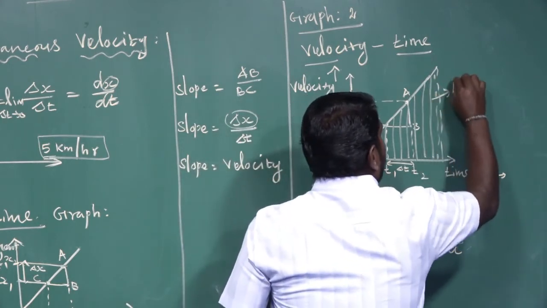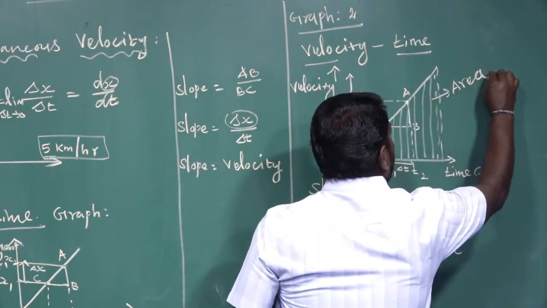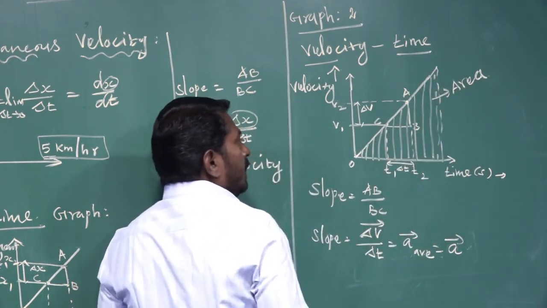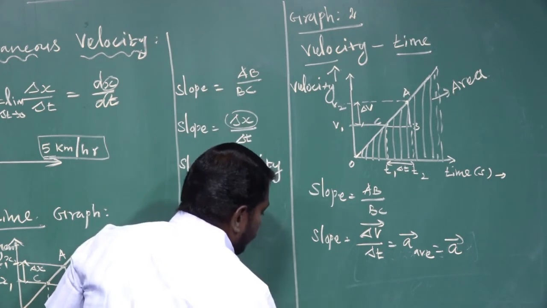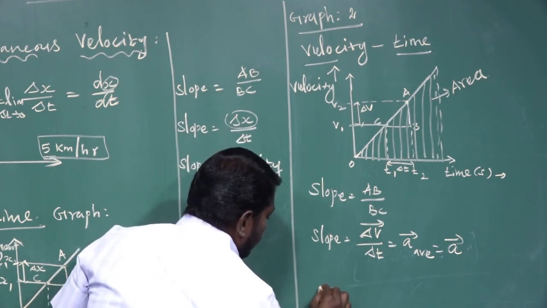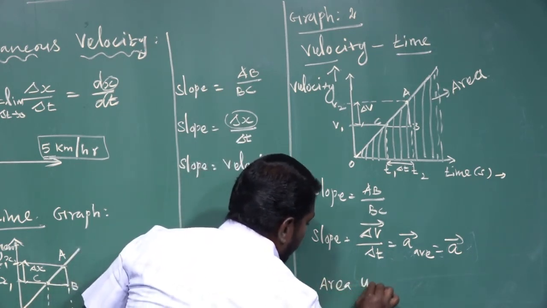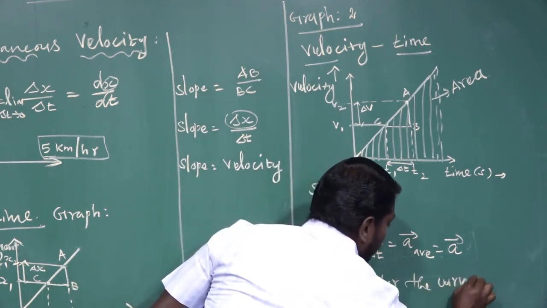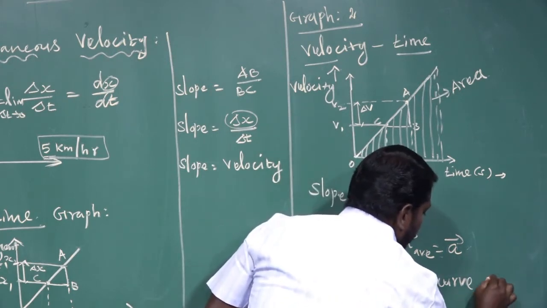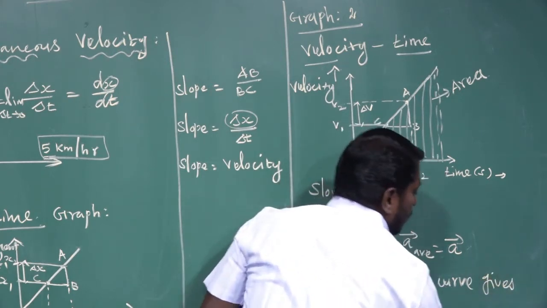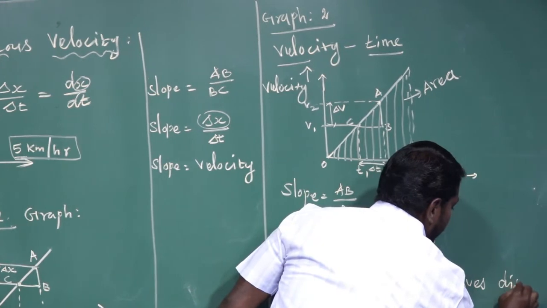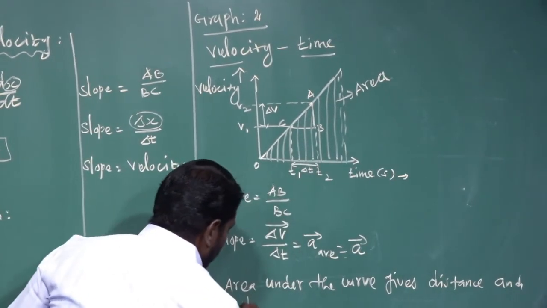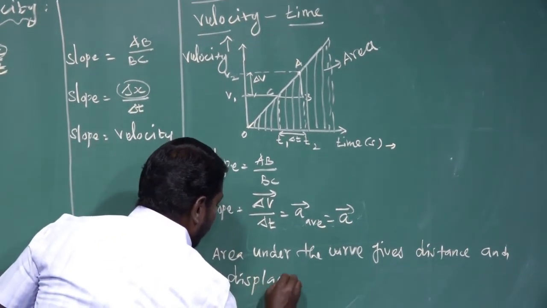This is the area. Area under this curve, it will give the displacement. Under the curve gives distance and displacement.